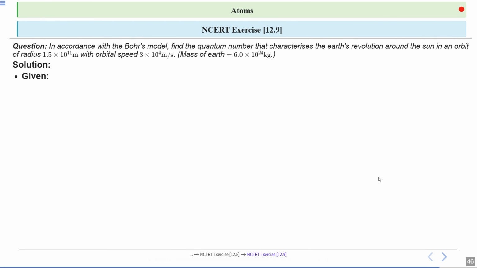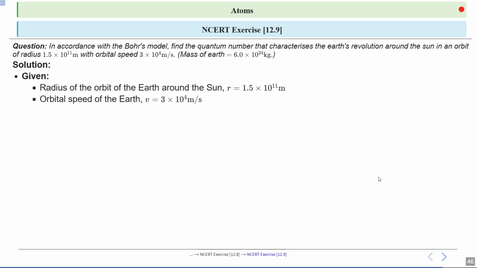Let's start by listing out what information is given in the problem. First, we have the radius of Earth's orbit around the Sun, which is 1.5 times 10 to the power 11 meters. Remember, the radius is the distance from the center of the Sun to the center of the Earth as it moves in its path. Next, the Earth's orbital speed is given as 3 times 10 to the power 4 meters per second. This means the Earth travels 30,000 meters every second as it moves around the Sun. Finally, the mass of the Earth is 6 times 10 to the power 24 kilograms.